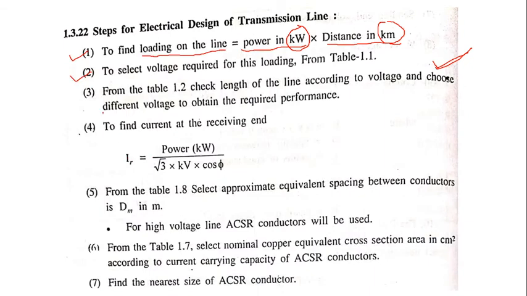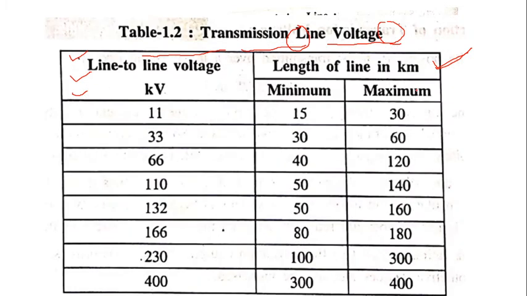Now moving forward to the third step: from table 1.2, check the length of the line according to the voltage, and choose a different voltage to obtain the required performance. We also need to see table 1.2 to check the line length according to the chosen voltage level. So this is table number 2 for transmission line voltage. Here we have the line to line voltage that we have selected, and the maximum and minimum line length in kilometer. So from this also we can find our voltage level.